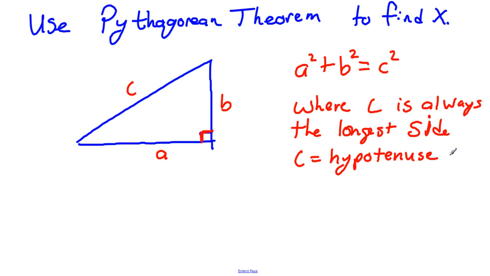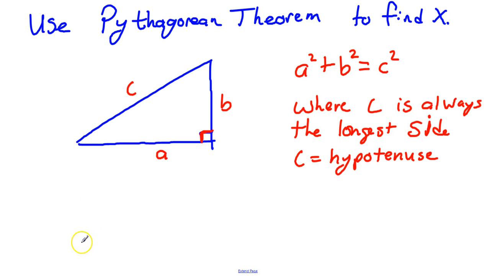Now, A and B, size-wise, they don't really matter. They're just shorter than C. C is always the longest side. A and B, which one you do, whether A is shorter or B is shorter, it doesn't matter. Those are what they call the legs. Those are the two shorter pieces. But again, A and B are always connected by the right angle when you're doing a problem like this.